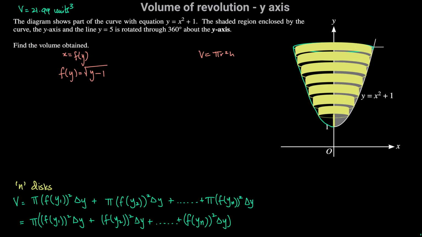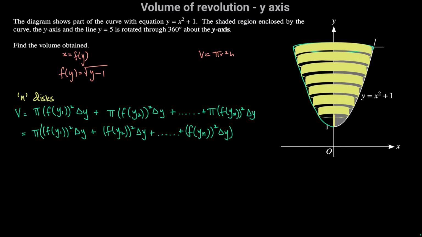Now we know that if we increase the number of disks n, we get a better and better estimate for the volume of the shape. So as n approaches infinity, as n gets larger and larger, as we increase the number of disks, we know that the height of each of those disks gets smaller and smaller. The greater the number of disks, the smaller the height. So as n approaches infinity, we know that delta y approaches 0.